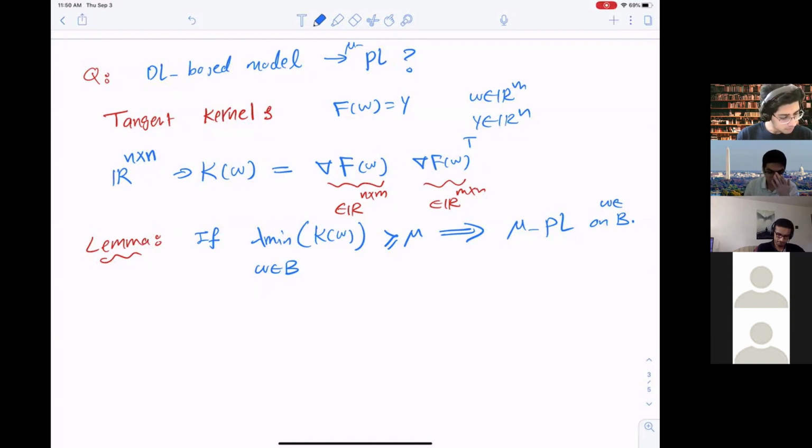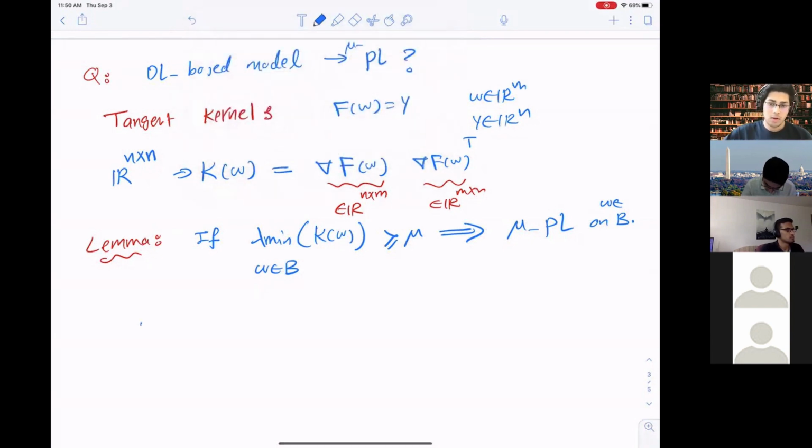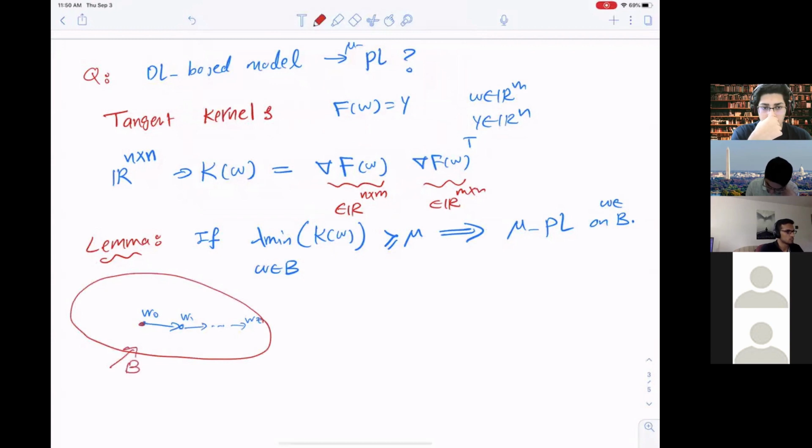All right, so let me pause and take some questions. Yes, B is the neighborhood. Let's say you start with some initial point, W0. In general, we are going to do this in practice. Let's say you start from W0, you run your gradient descent, you go to W1, you go to W2, then you go to WT. And we want to look at the region around our input, let's say B, that includes all of these possible W's that we could visit using gradient descent or stochastic gradient descent.